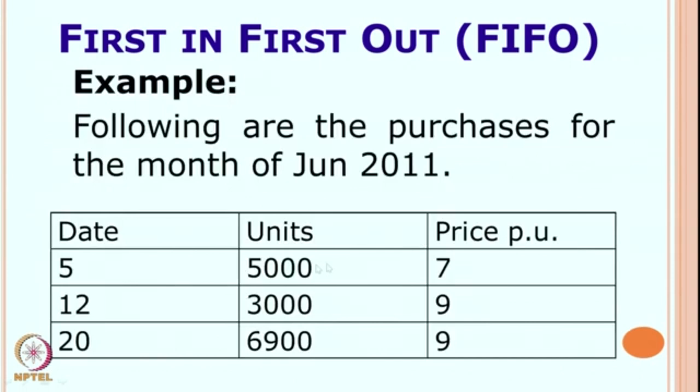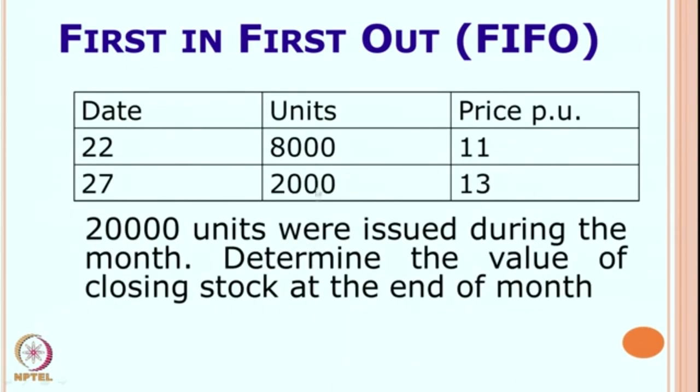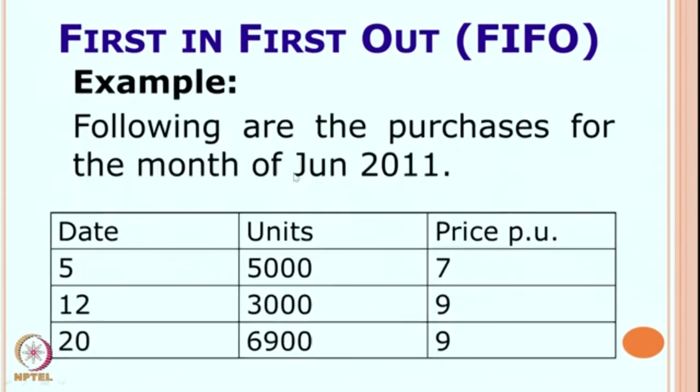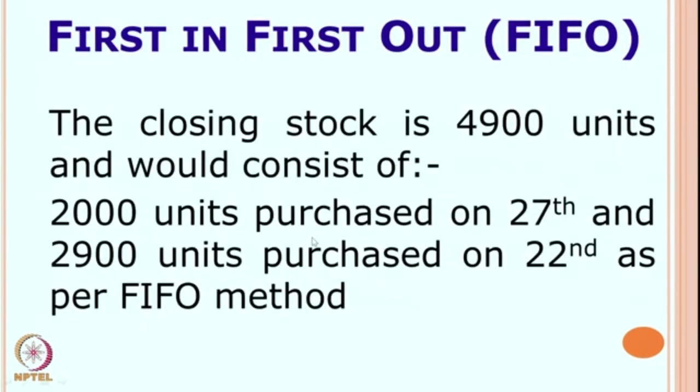So, what we have done is, we have taken total purchases, which is 5 plus 3 plus 6900 plus 8 and plus 2, from which 20,000 are issued. So, total 24,900 items are available, and 20,000 are issued. So, 4900 is in the stock. The older ones, that is those which were received on 5th, 12th and 20th, they have been issued completely. The newer ones will remain in the stock.